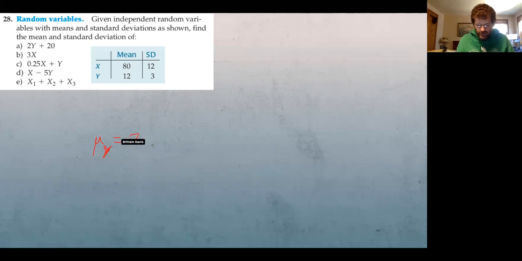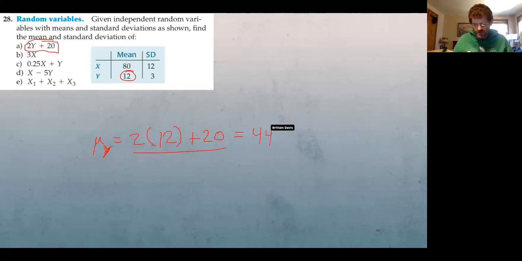So that's going to be 2 times the mean, which is 12. I'm using the wrong number. 2 times 12 plus 20. And I just got this equation from right here. All right, so when I do that, 2 times 12 is 24, plus 20 is 44. Great, we got 44 as our new mean.